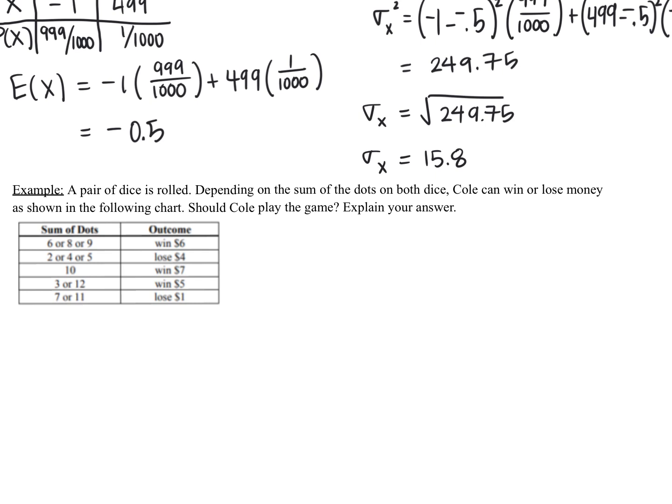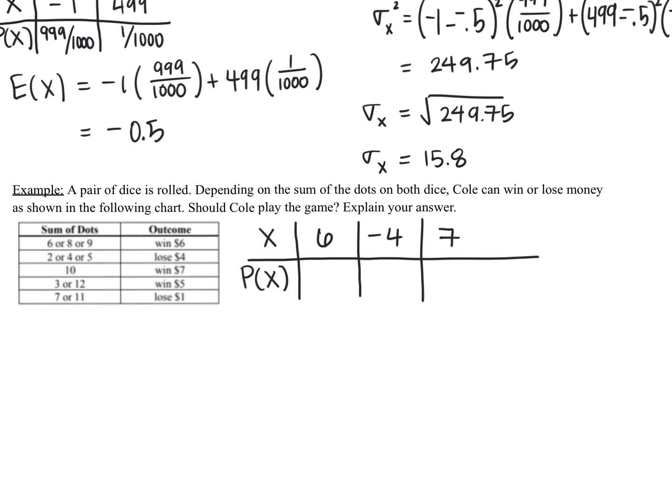So the first thing we want to do is convert that table to a probability distribution. So my x and my probability of x. If I'm converting this to a table, I'm just going to go straight as it appears. I don't have to put it in any specific order. So my first outcome is that he could win $6, so that's a positive 6. He could lose 4, which is negative 4. He could win 7, so positive 7. He could win 5, so positive 5. And then lastly, he could lose $1, negative 1. So those are my outcomes.